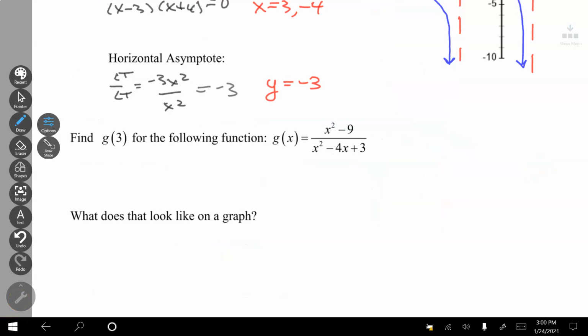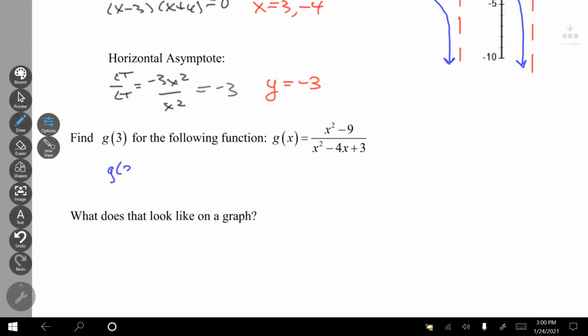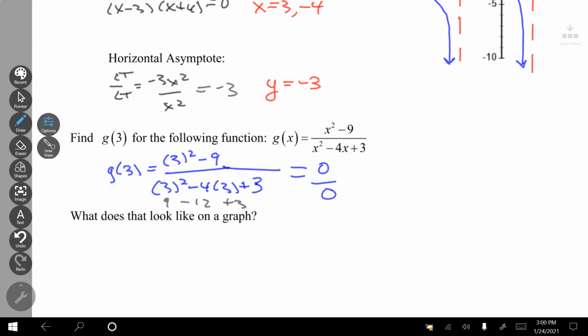So here's a new function, another rational function, and let's see what happens when I plug 3 into this function. So g of 3 is going to equal 3 squared minus 9, over 3 squared minus 4 times 3 plus 3, and I do some simple calculations on the bottom. I get 9 minus 12 plus 3, and I get 0 over 0.